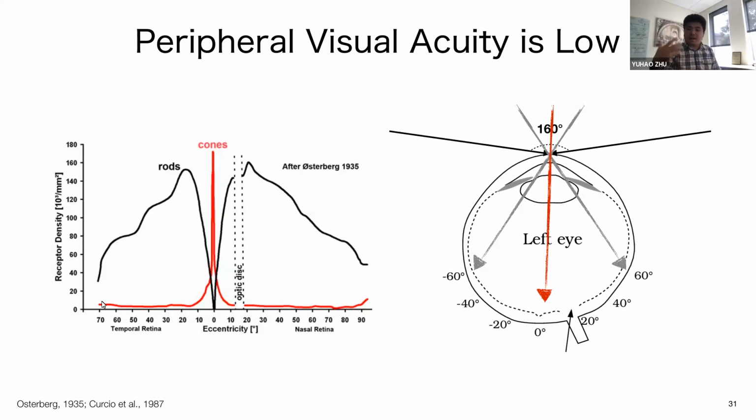I mean, that's what allows you to see things. The photoreceptor distribution, if you look at the red curve, is heavily concentrated on the fovea where the eccentricity is 0. As soon as you move away from the fovea, the photoreceptor distribution drops sharply. And that's a fundamental reason why your peripheral visual acuity is very low. You can't really make out details in your peripheral vision.